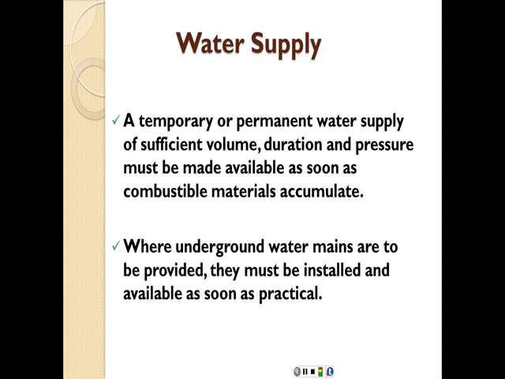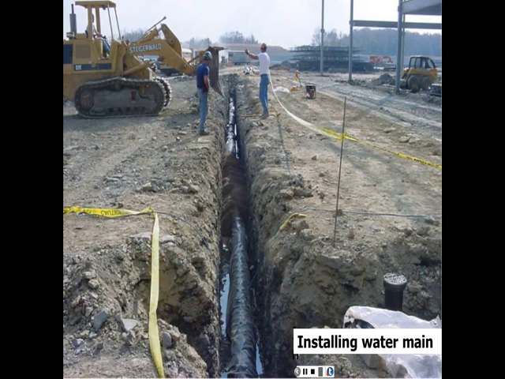So usually we see, immediately after the excavation, we have the infrastructure, which includes the water pipes and the water mains and sewage lines and so on and so forth. Here's an example of the installation of a water main, and as you can see, that's at the very beginning phases of construction.